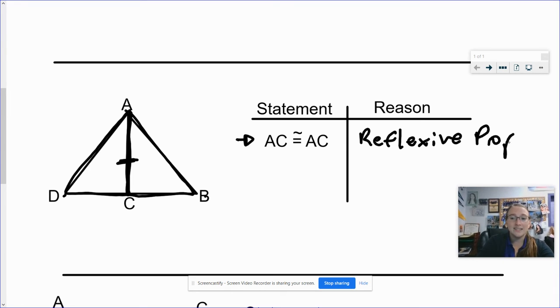The reason why is it's like a reflection, right? You are equal to your reflection. One triangle is sharing the side of the other triangle. It's like a reflection in the mirror. You are equal to yourself in the mirror. This is called reflexive property. So once more, if you see something equal to itself, reflexive property, that's what that's called.